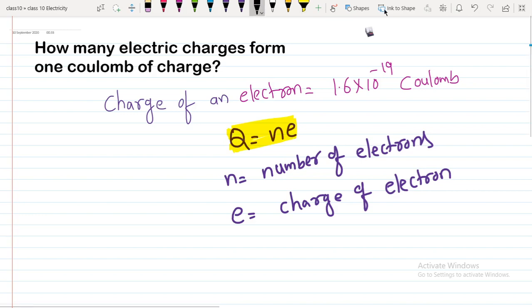So here it is asked about 1 coulomb. How much charge are they given? They are given 1 coulomb of charge. So Q equal to 1 coulomb.